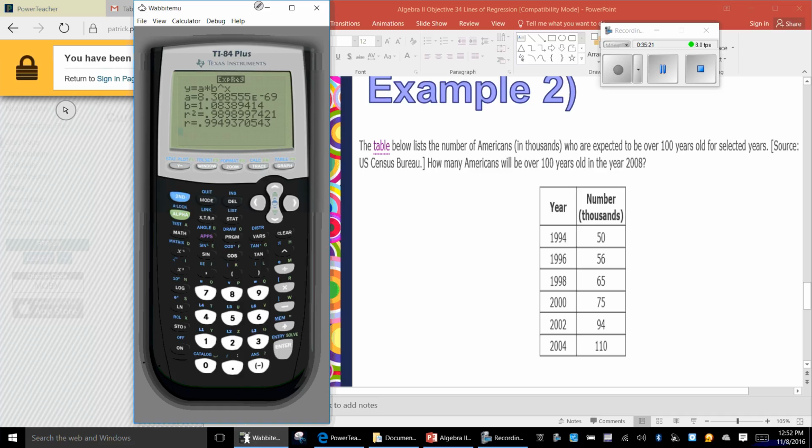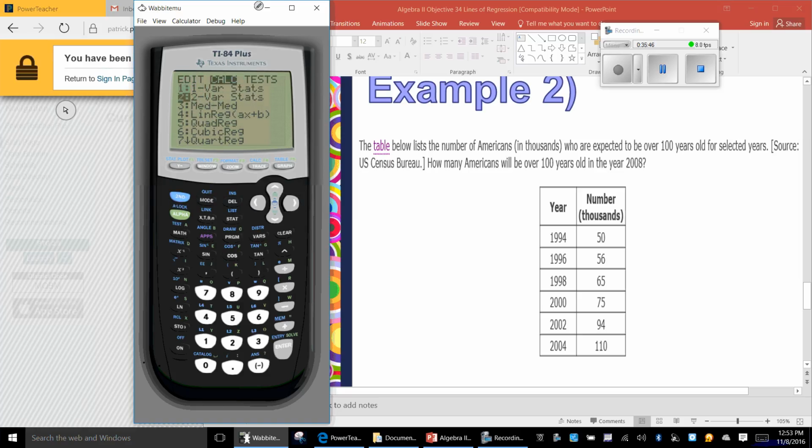0.998 is closer to 1. So you have to look at all the R values and pick the one that's closest to 1. That's going to be your best fitting line. So we need to use the quad. Now my question is, right now I have calculated the exponential. Do I want to cut and paste that guy into y equals? No. We want to cut and paste the quadratic.